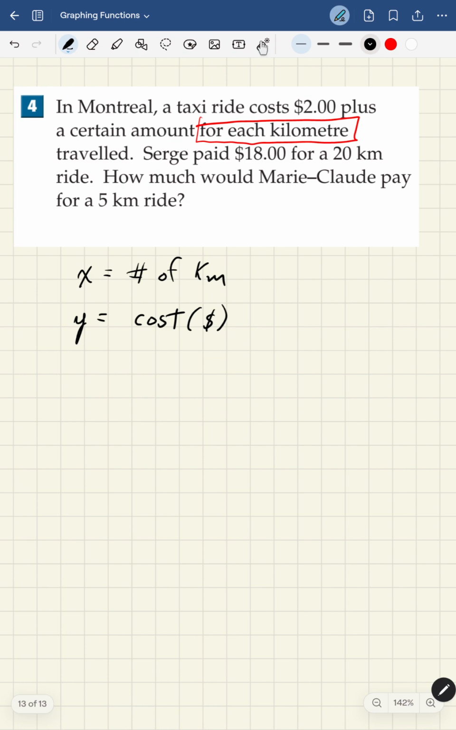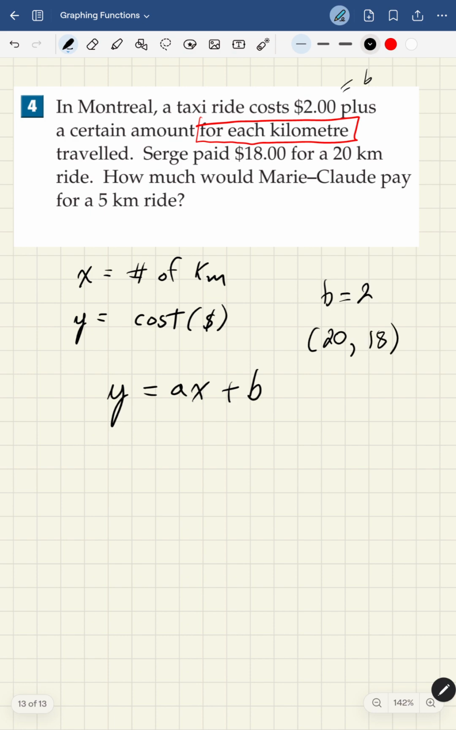Now for this one here, it seems like they're giving plus a certain amount for each kilometer. $2. This is going to be the initial value. It's $2. And then it's a charge per kilometer. So they're giving us the b, the initial value. So let's start by writing the rule y equals ax plus b. So we know the b. The b is 2. And we also know an x and a y, we know that 20 kilometers will cost $18.